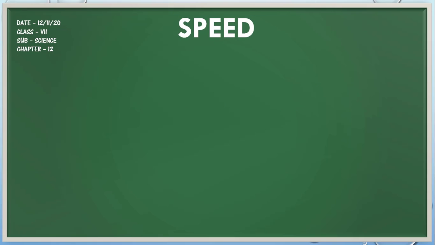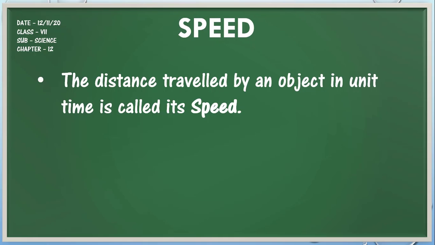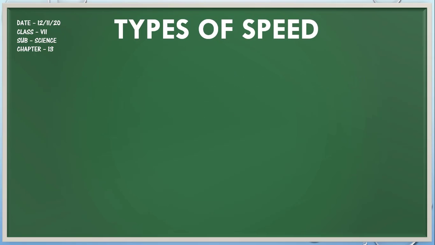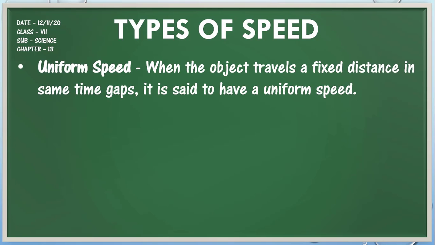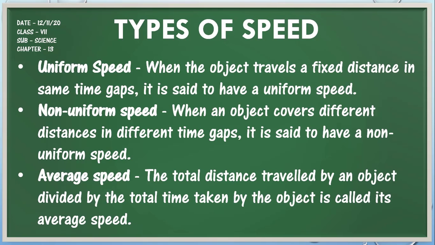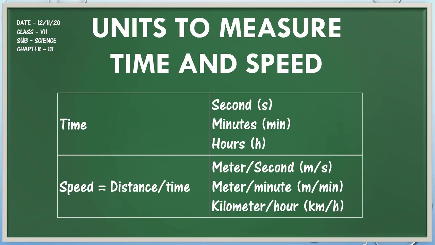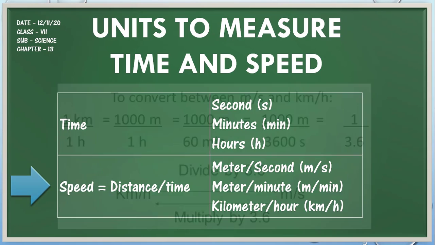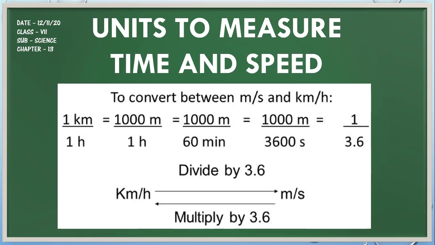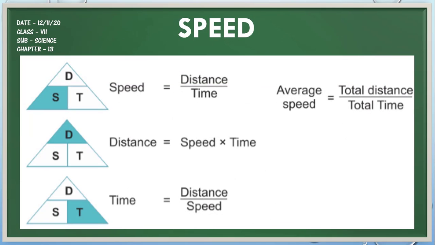We have already studied a lot of things about speed in our previous class. That the distance traveled by an object in unit time is called its speed. We have also discussed the types of speed, uniform speed, non-uniform speed, and average speed. We discussed units to measure speed as well as time. We also studied the conversion of speed into different units. And we also studied that once we know the speed, how to find the distance or time.